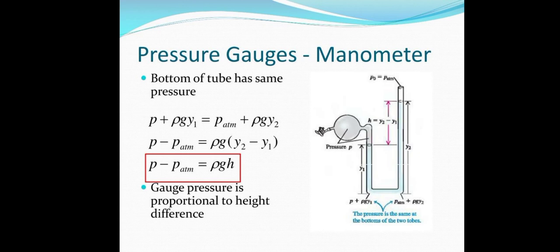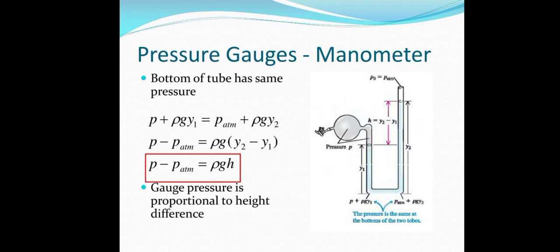The pressure at the bottom of the tube is the same. So we have measured the pressure of the U tube with the known liquid: P plus rho into g into Y1. Y1 is the height of the liquid. P atmosphere, that is, we do not know the P atmosphere. So rho into g into Y2. Y2 is the other tube's liquid height. So P minus P ATM is equal to rho g into Y2 minus Y1, the difference in the heights of the liquids in both the tubes. So h.